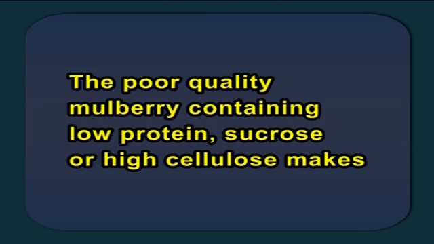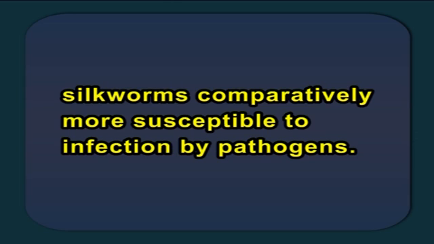Prolonged storage of leaves leads to loss of leaf quality and affects the palatability for silkworms, leading to malnutrition and making them prone to various diseases. Susceptibility to the viral diseases is directly proportional to the rate of deterioration of mulberry leaf quality associated with prolonged leaf preservation. The poor quality mulberry containing low protein, sucrose or high cellulose makes silkworms comparatively more susceptible to infection by pathogens. The susceptibility to bacterial infection is governed by the nutritive factors.